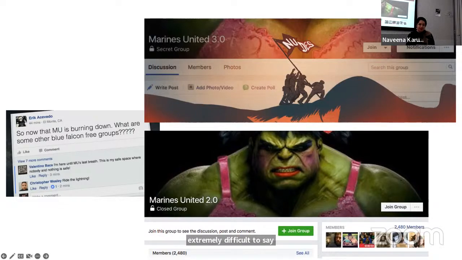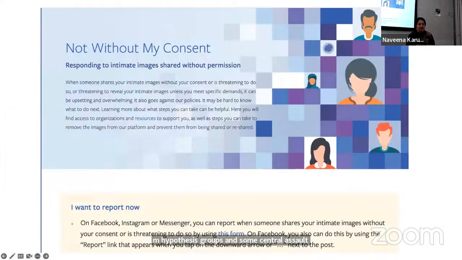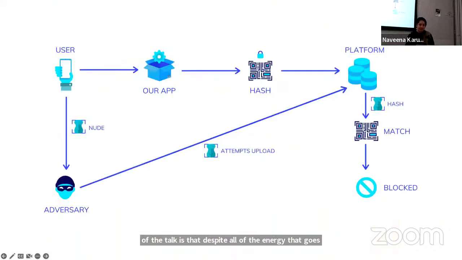There's been mounting pressure from advocacy groups and victims of sexual assault. A lot of these platforms have promised to do better. Facebook actually rolled out in 2017 a feature called Not Without My Consent, which is a partnership with 9 organizations across 8 countries, specifically around the sharing of non-consensual images, which is often referred to as revenge porn. But what I'm going to argue in this part of the talk is that despite all of the energy that goes into efforts like this, there's a fundamental limitation.